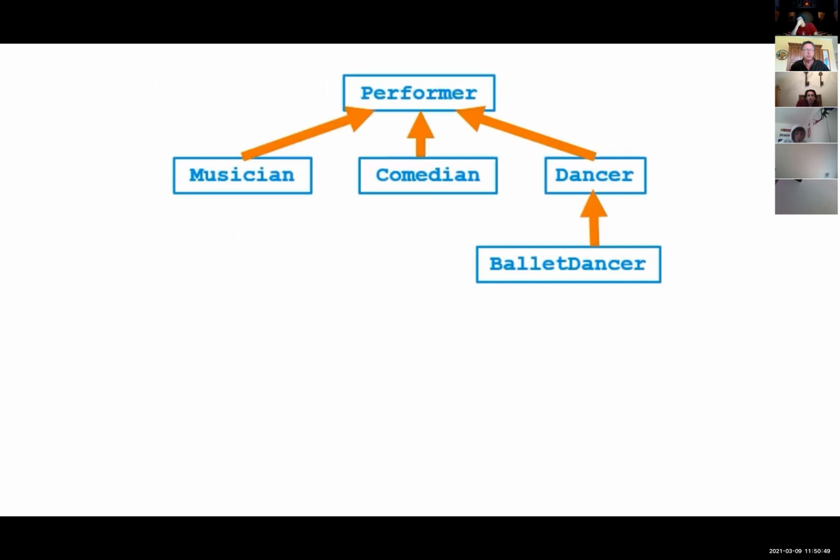I just got this picture from their video. So we're going to say there's a class, a superclass or a parent class at the top called performer. And then underneath it, musicians are performers, comedians are performers, dancers are performers. And then we took dancer a little step further and added another kind of dancer, a special kind of dancer, a ballet dancer.